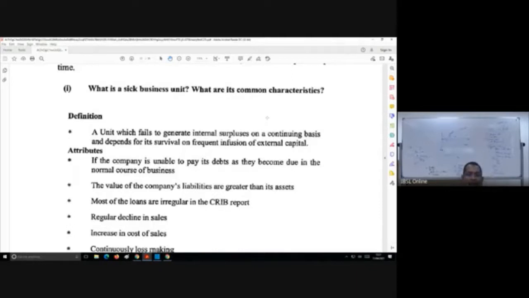Attribute: if the company is unable to pay its debts as they become due in the normal course of business. Loans are getting due, the business is not in a position to pay. The value of the company's liabilities is higher because you have to borrow from others and lend. Most of the loans are irregular. They can't pay, therefore loans are irregular. Regular decline in sales. Sales are dropping. That's why the profits are gone now. Increase in the cost of sales because you are making losses. Your short-term lending rates will go up. Creditors will charge a higher premium because they are not sure of taking the money back. Continuously loss making.